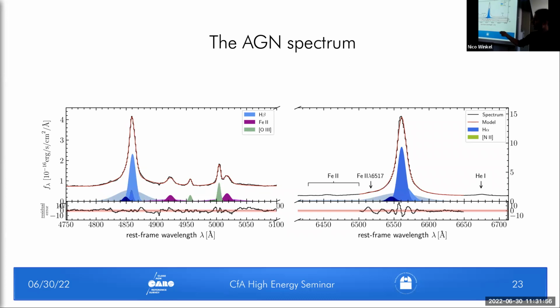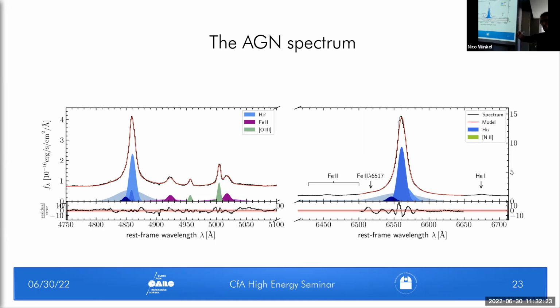This is the highest signal-to-noise spectrum from the very center that I show you here. And you can see that we require multiple components to reproduce the H beta and H alpha emission line shapes. There's a broad component, obviously, because it's a type 1 AGN, and several narrower components, but also there's this blueshifted wing component there. And that is also present in the O3 emission.